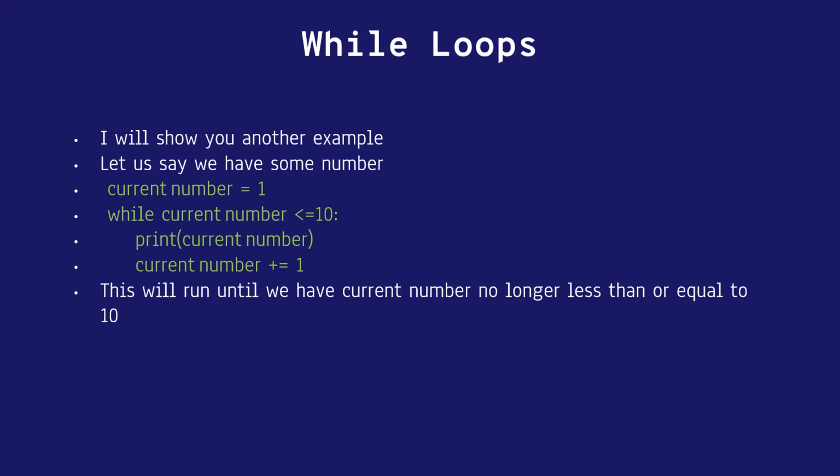I'll show you another example. Let us say we have some number. The current number equals 1. While current number is less than or equal to 10, print current number, then increment that current number by 1. This will run until the current number is no longer less than or equal to 10. We're going to do that.